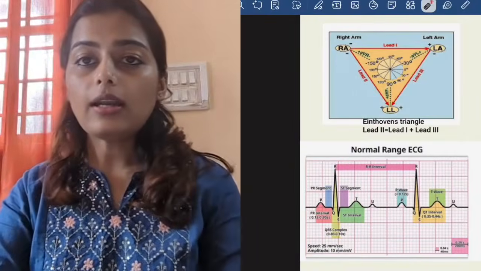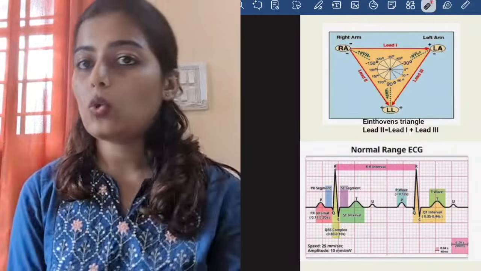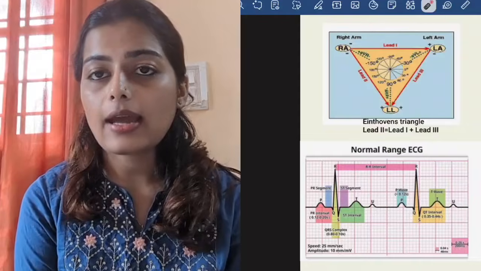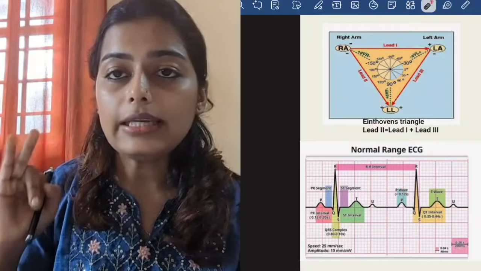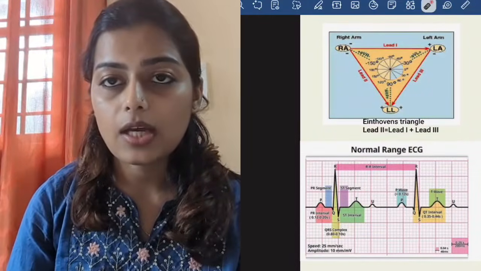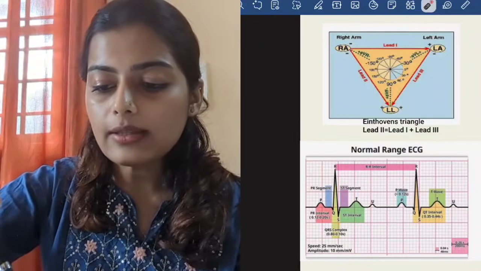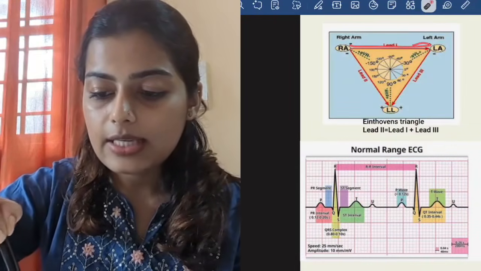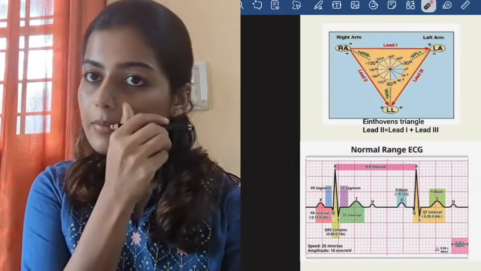Now I'll talk a little on the topic of ECG leads. We have a total of 12 ECG leads. We have 6 limb leads and 6 chest leads. The limb leads include lead 1, lead 2, lead 3, AVR, AVL and AVF. And the chest leads are numbered from V1 to V6. So look at this diagram. As you can see, the direction of lead 1 is from right upper arm to left upper arm. The direction is from negative to positive.